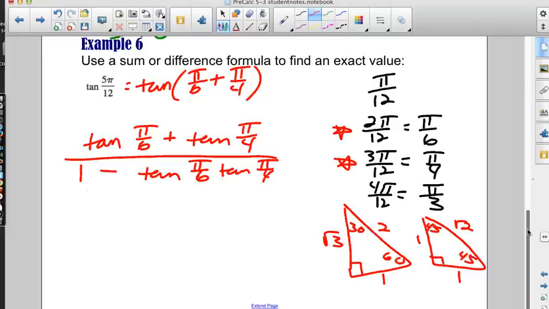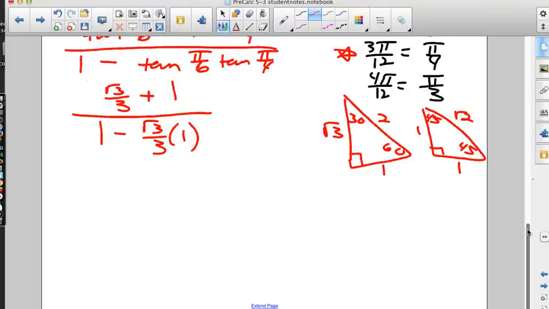And I can find my tangent for pi over 6. Pi over 6 is what in degrees again? 30 degrees. So we need opposite over adjacent. Well, 1 over the square root of 3, we know would be the square root of 3 over 3. Tangent of pi over 4: any angle we go to here, opposite over adjacent, is going to be a 1. And on the bottom, we're just going to rewrite those. So it'll look like that. So now, that's really ugly. We obviously can't leave it that way.